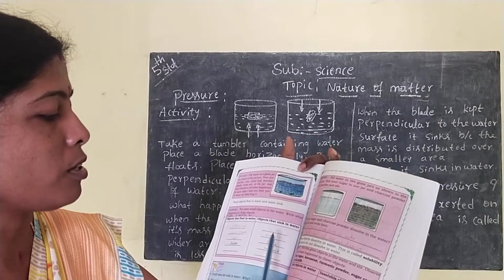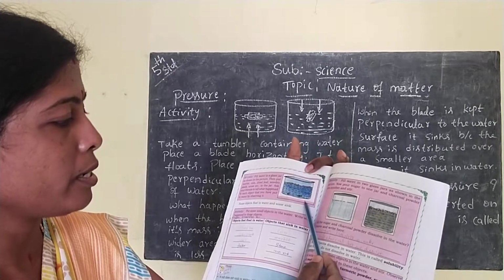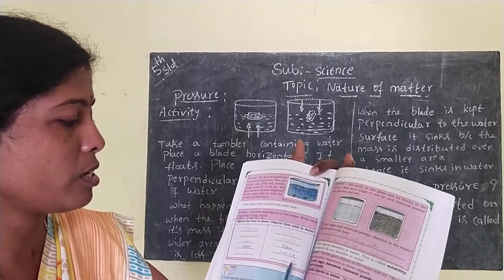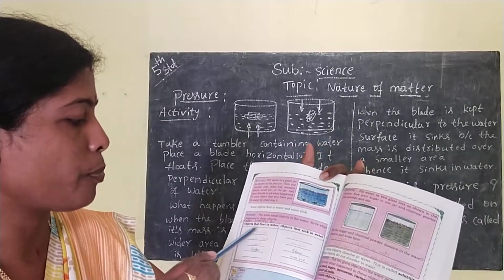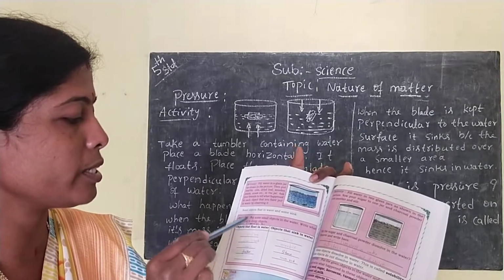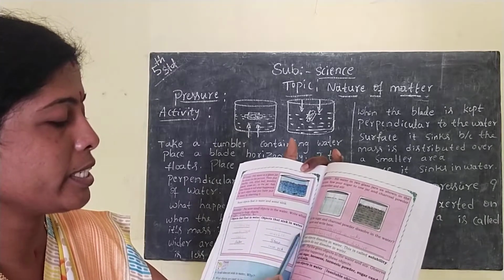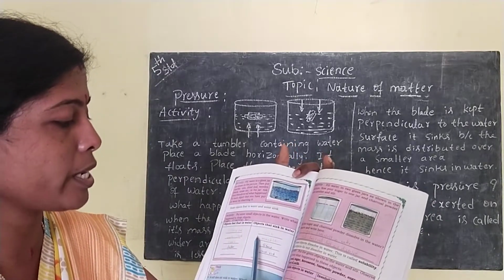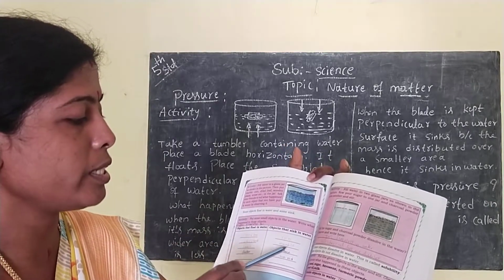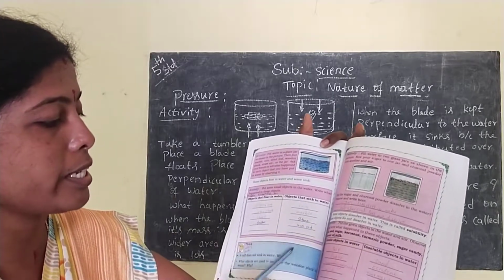Objects that sink in water. Which are the objects that sink in water? Coin, marble, stone, iron rod. These all sink in water. Do you understand, children? Why do these objects float in water? Because the force exerted by the object is less. The objects that sink in water exert a force that is more than the force exerted by the water. So, these objects will sink in water.